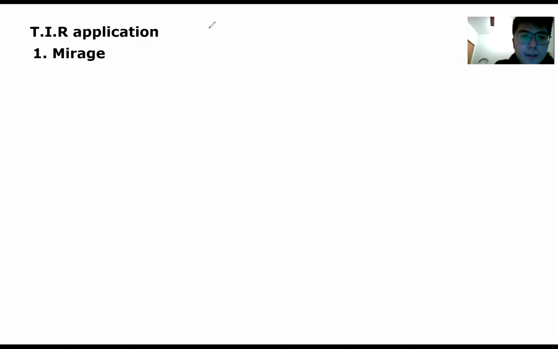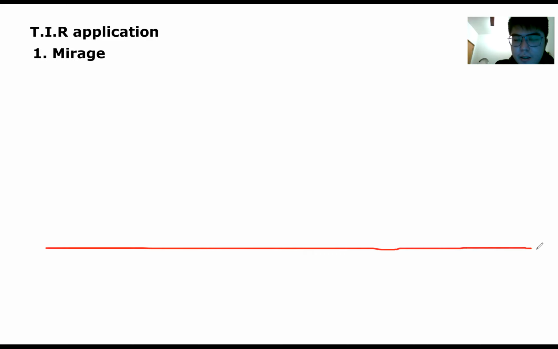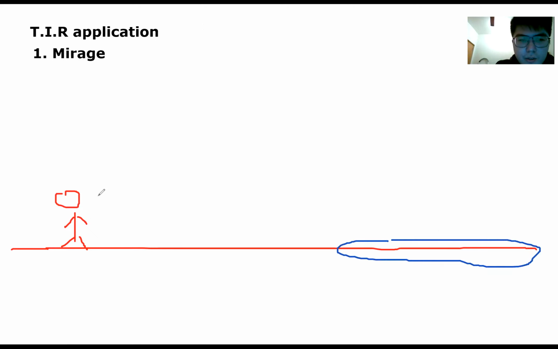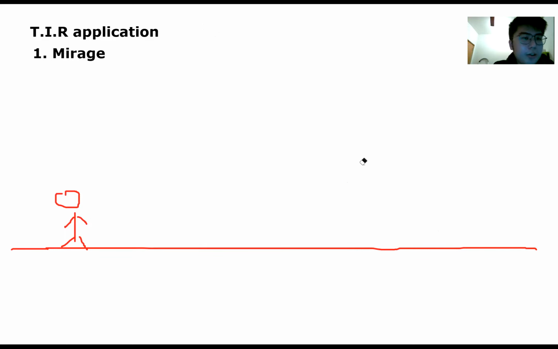OK, what causes this to happen? You can Google it later. Now, let's say this is the ground, and you're standing here. What you'll see is that it appears as a pool of water over here. So you see this pool of water, and when you walk there, it disappeared. So what happened is that this is the T.I.R, the total internal reflection.